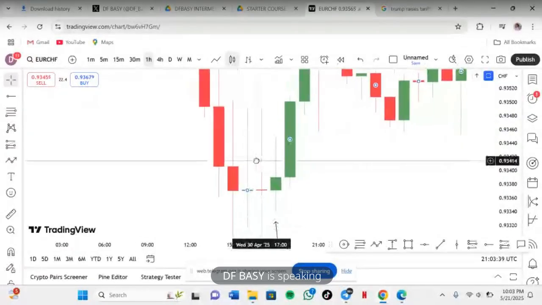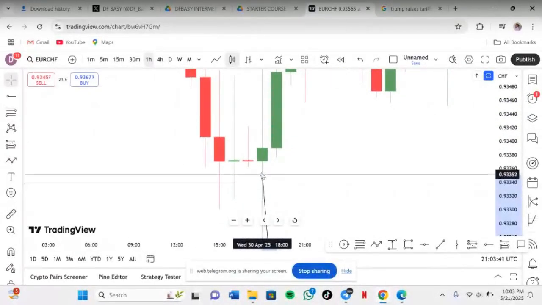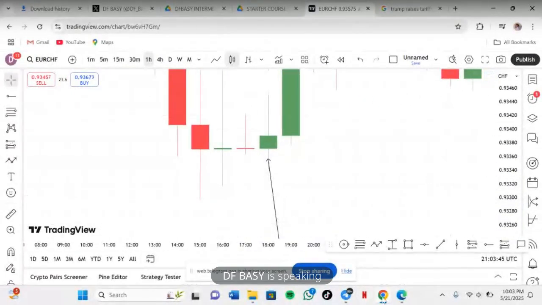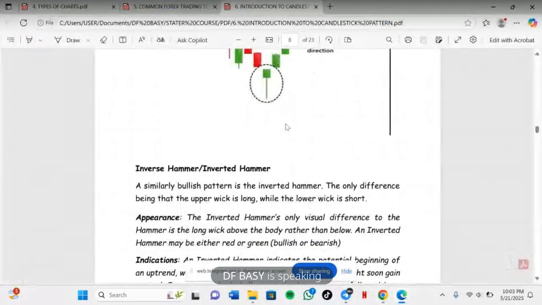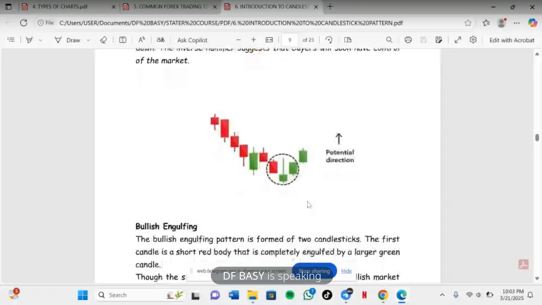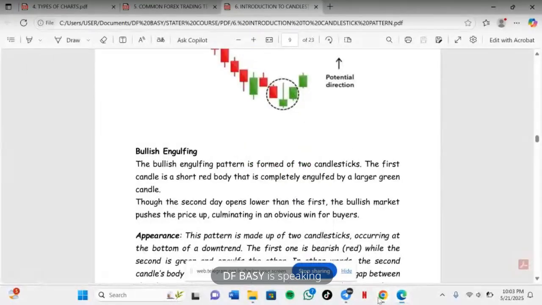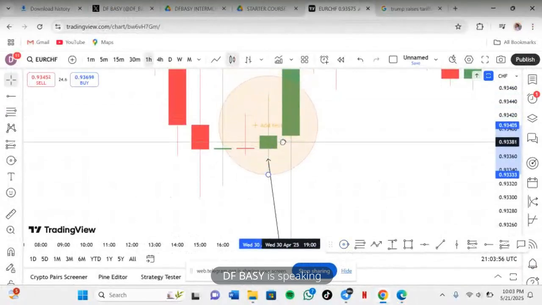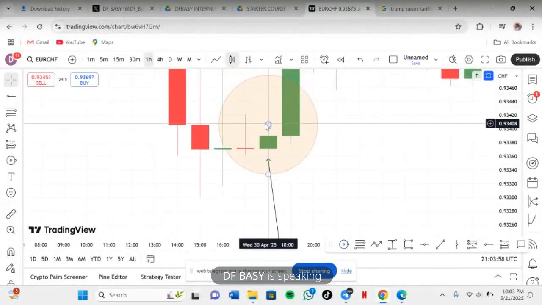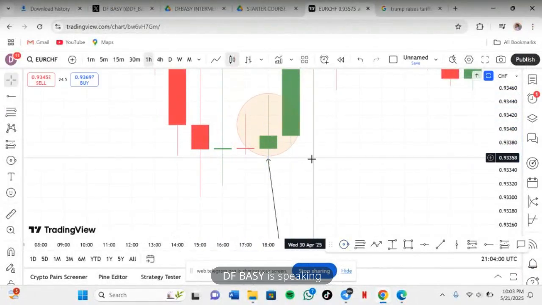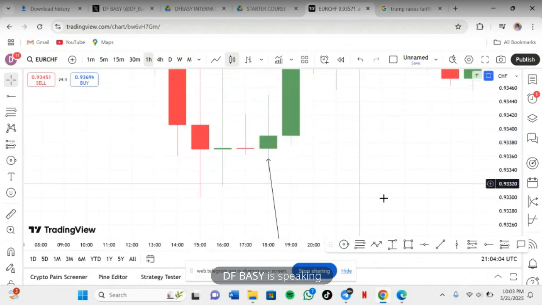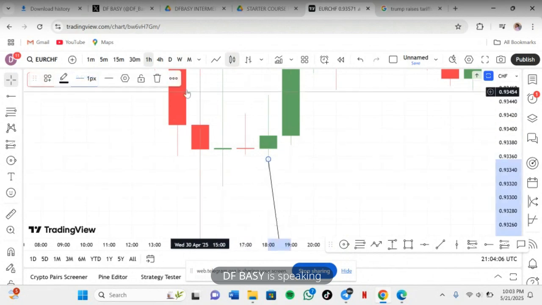Have you seen it? That one. This is it. Inverted hammer. Check here. Have you seen it? Same thing we have over here. Inverted hammer. Alright, so that's that as far as that is concerned.